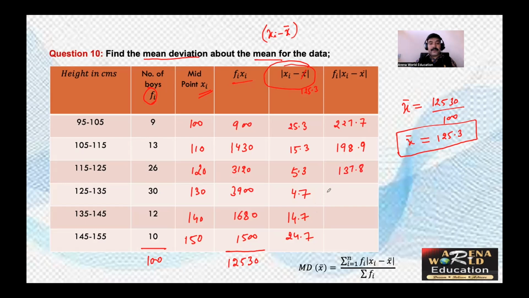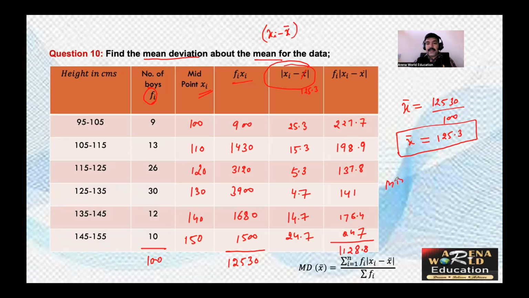Then 30 into 4.7, yes, this will be 141. Then 12 into 14.7, this will be 176.4. The last one is 24.7 into 10. So this will be simple, 247. What is the sum? Yes, it is 1128.8, right? And what is the final result?